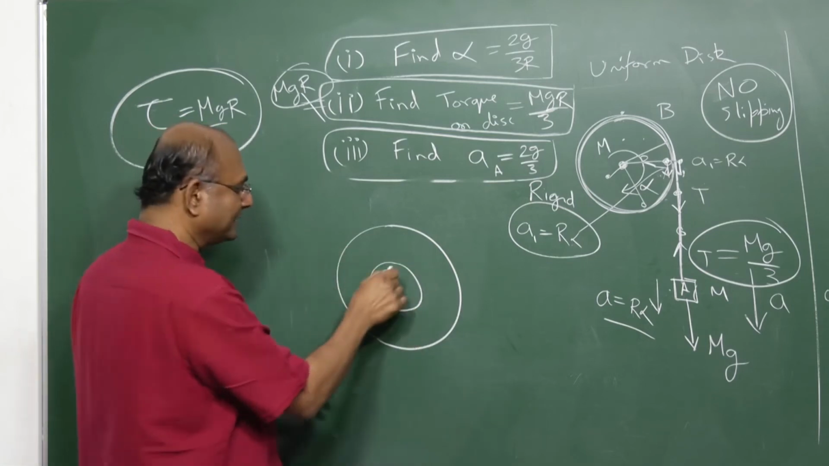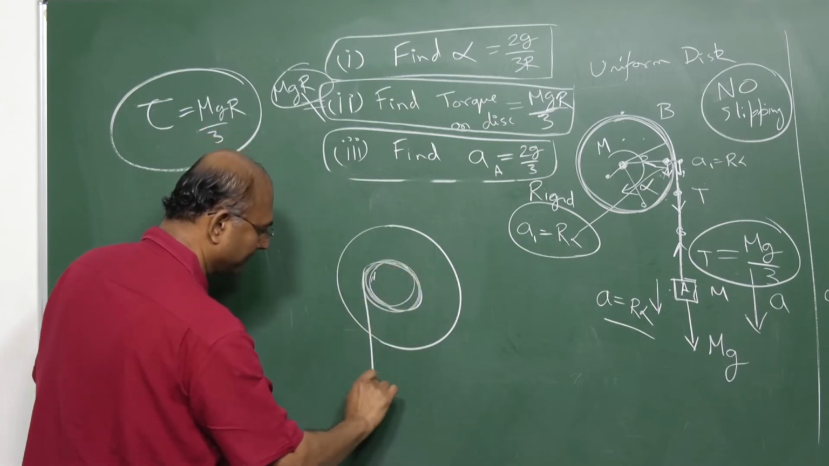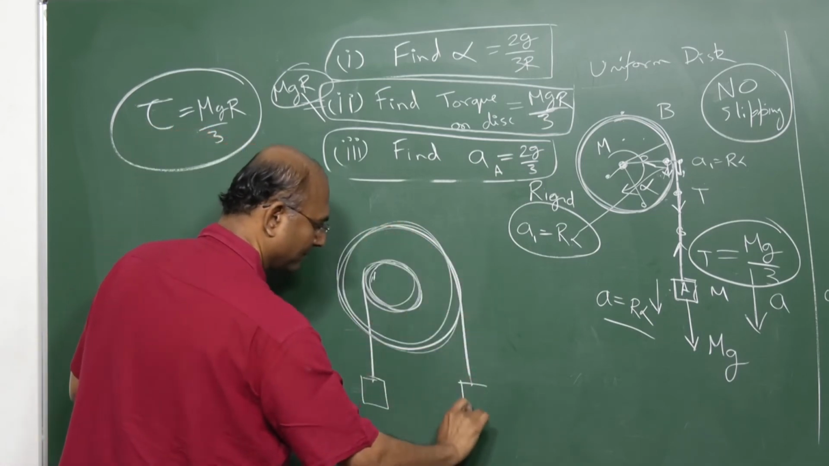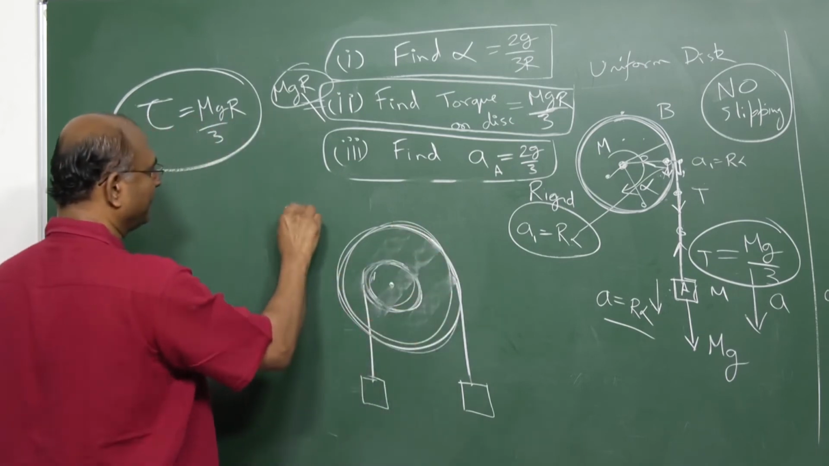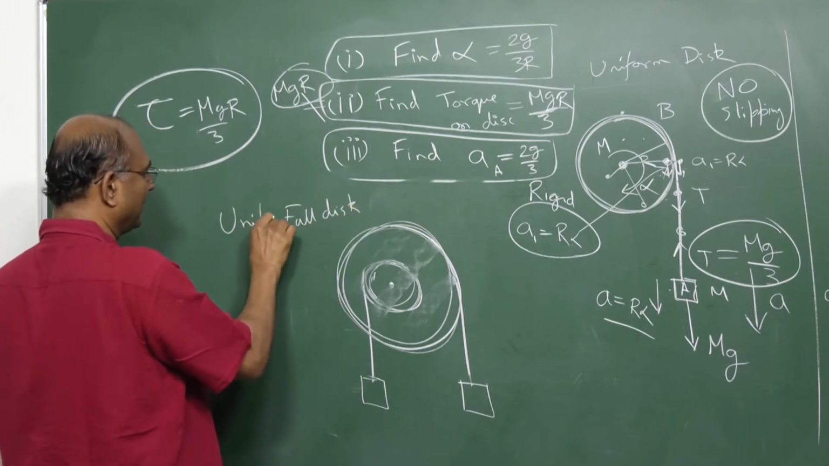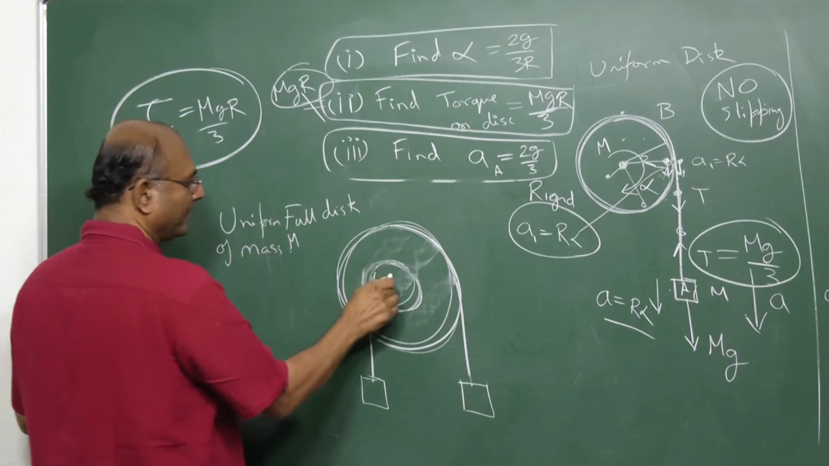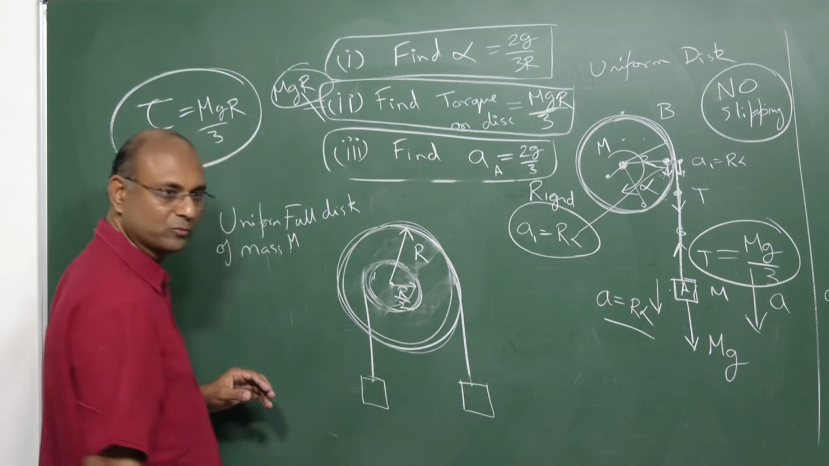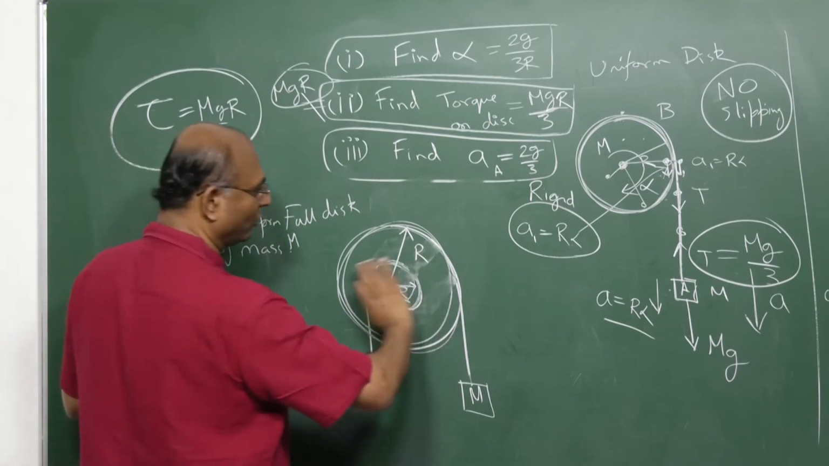It is a regular disc. It's just that this is a small groove, and I have a rope that is kind of tied that way, and I have a rope that is tied this way. This is my pivot. It is a full disc. So this is a full uniform disc of mass m. This radius is r, inner radius is r by 2. This is also m, this is also m, that mass is also m. This whole mass is m.